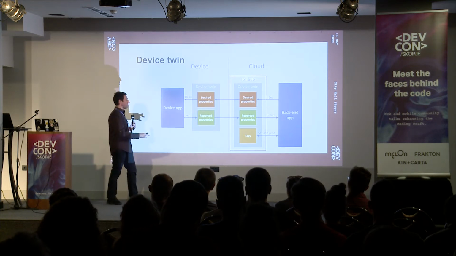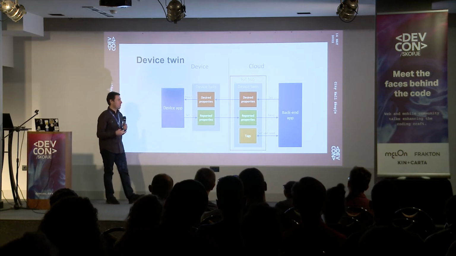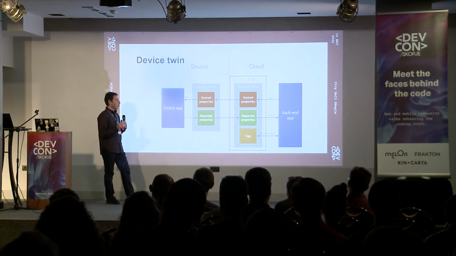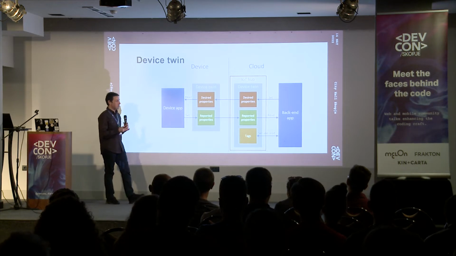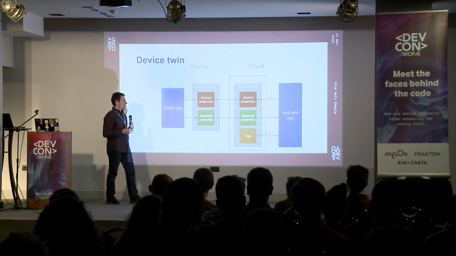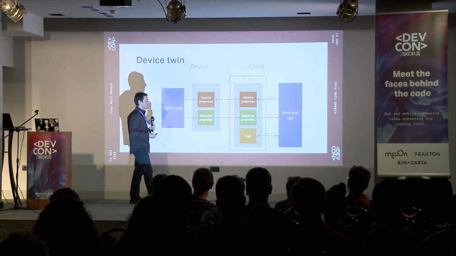So when the device connects to the cloud, it will receive the last information that was stored, and it will have a copy of that information. It is just a JSON file with objects that could later be changed or set on the device side.